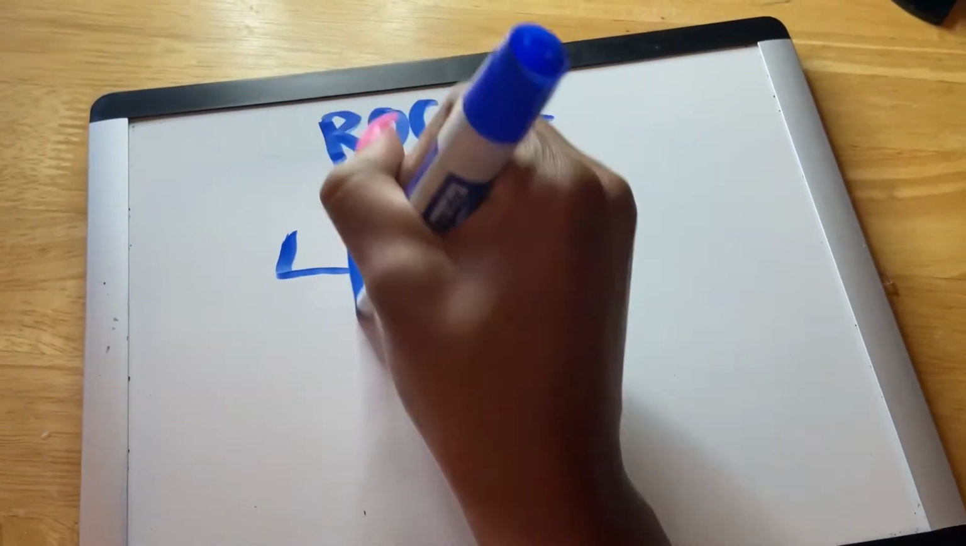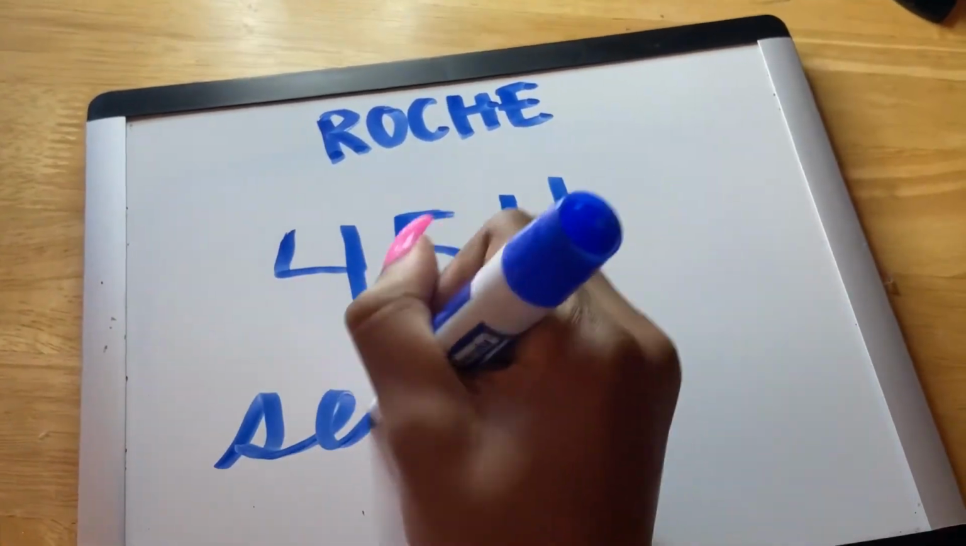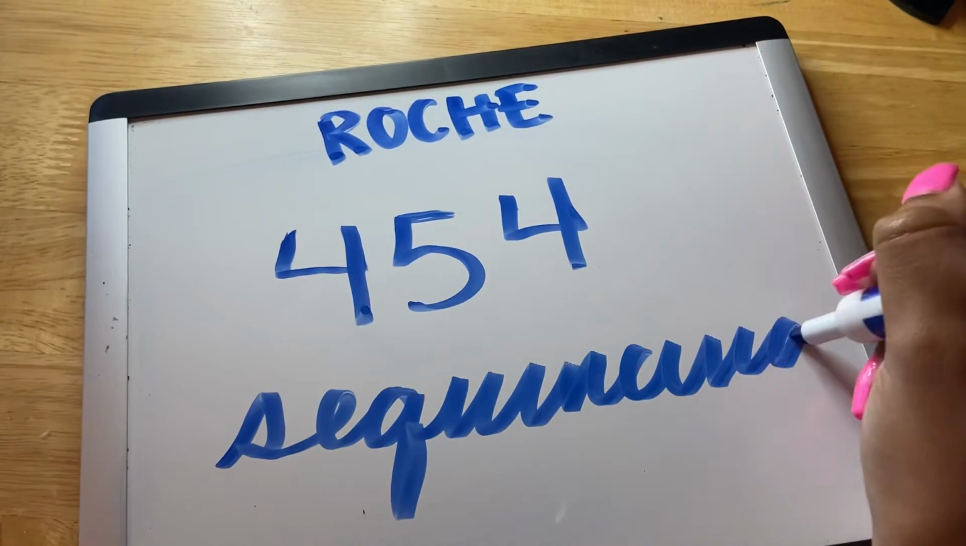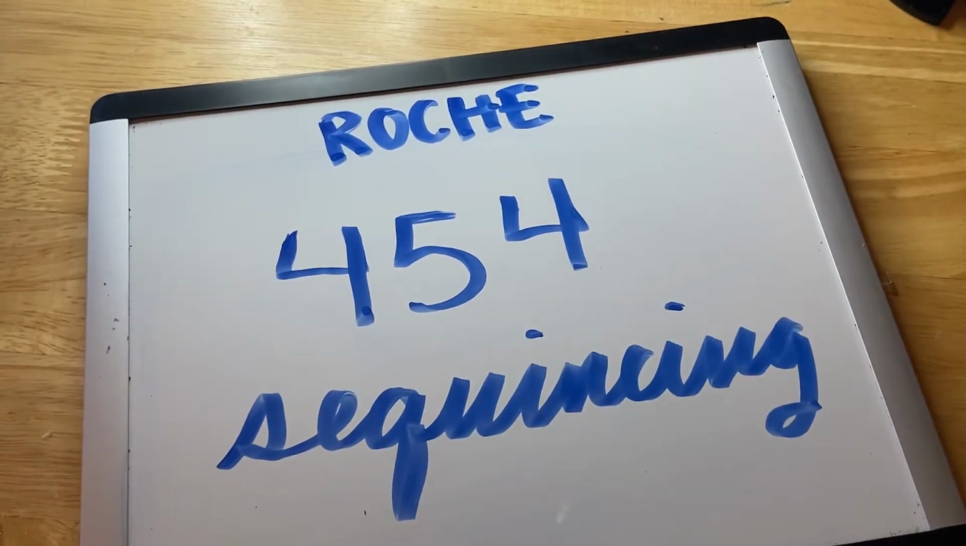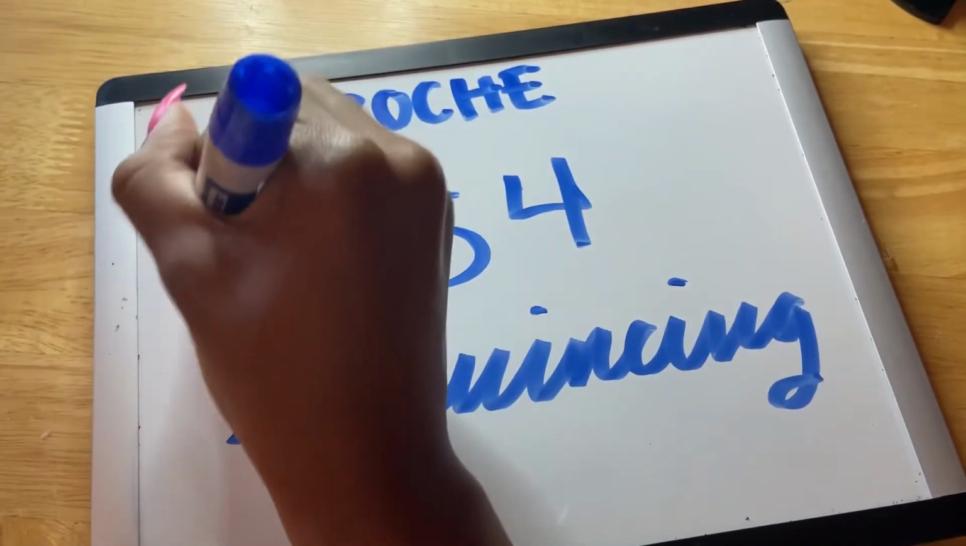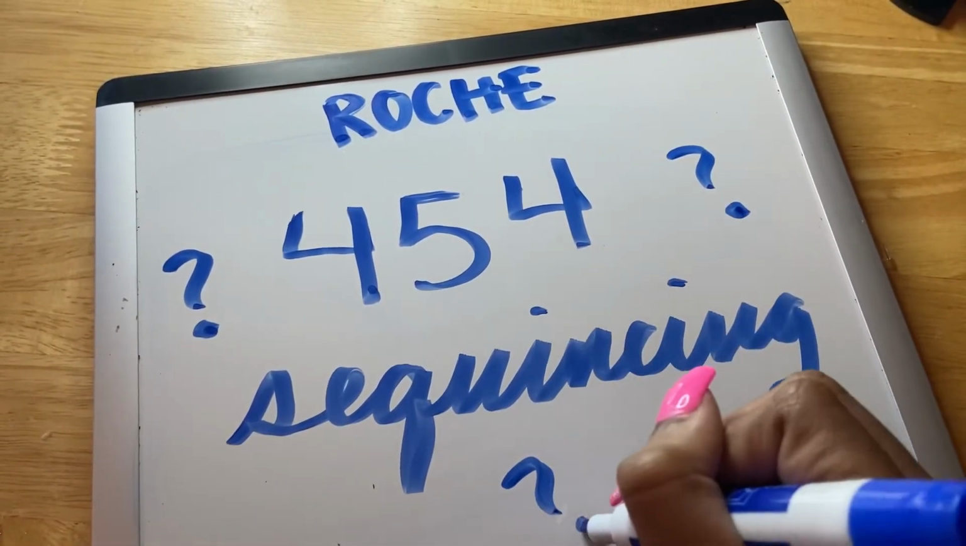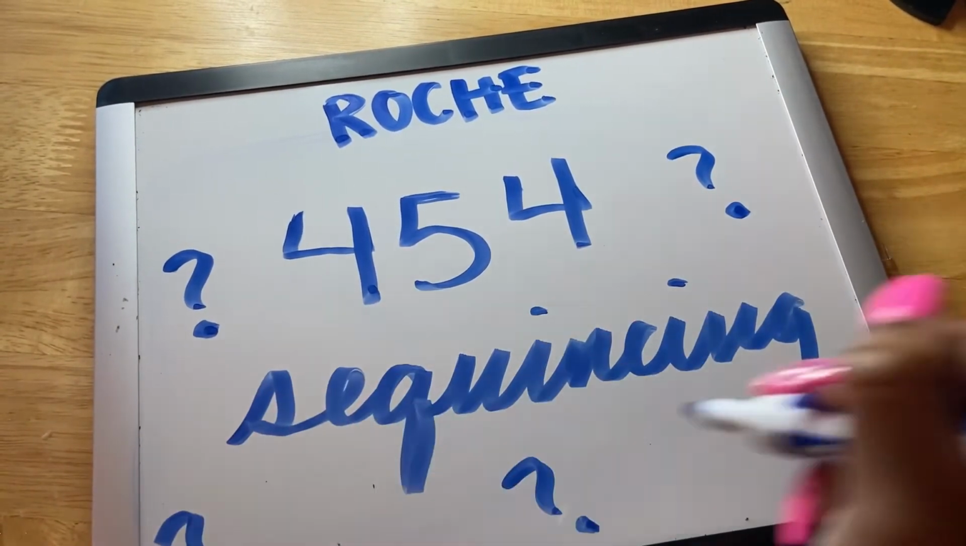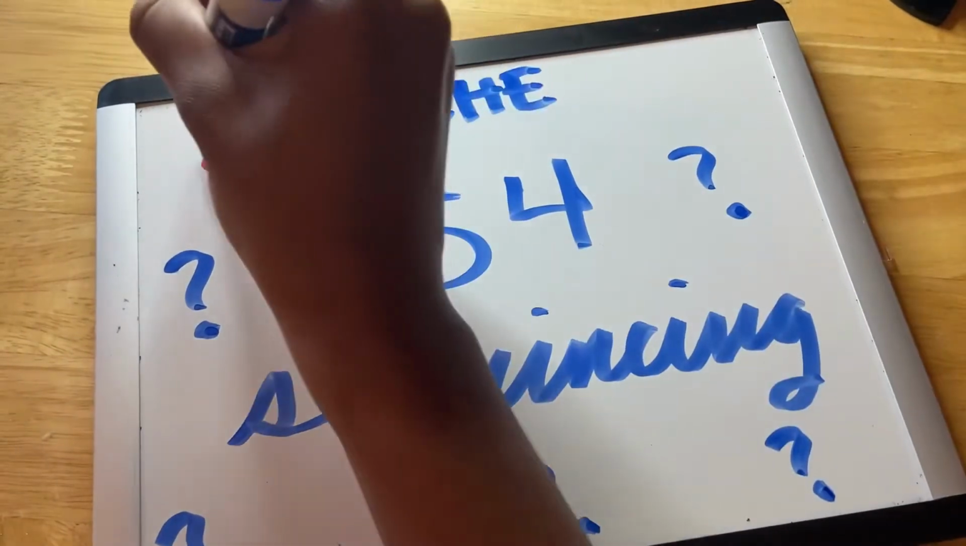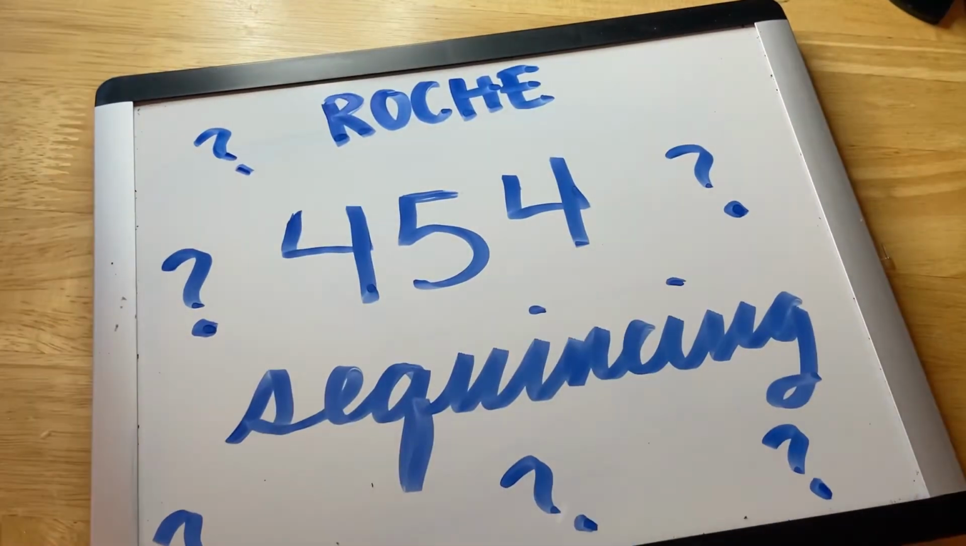Hey guys, so today we're going to talk about Roche 454 sequencing. So when it comes to the name of this method, there's nothing special to it. It just comes from the name of the company, 454 Life Sciences, and the author Roche put his name on it. And the importance of his method is that this technique was able to sequence DNA in parallel.